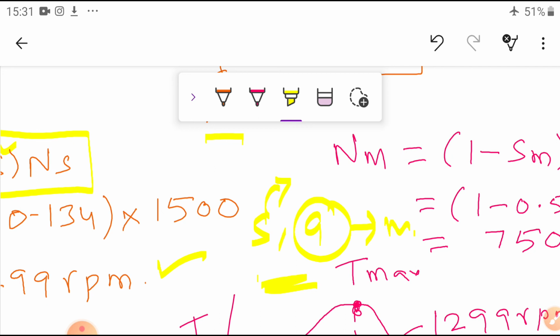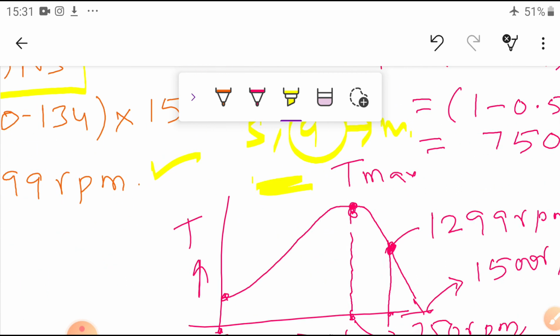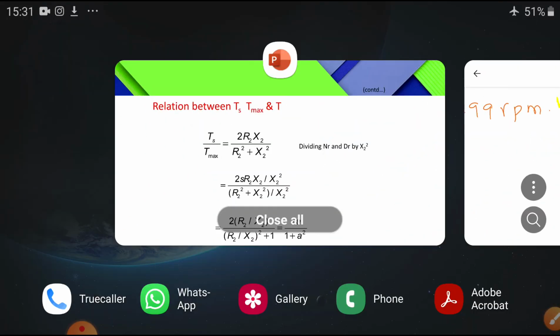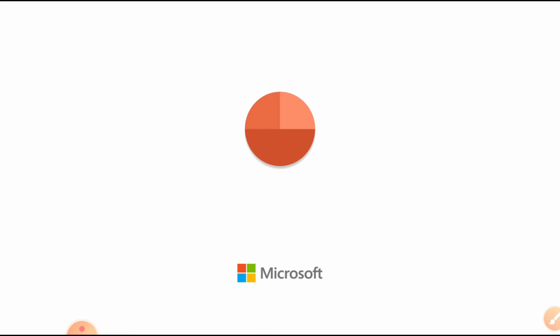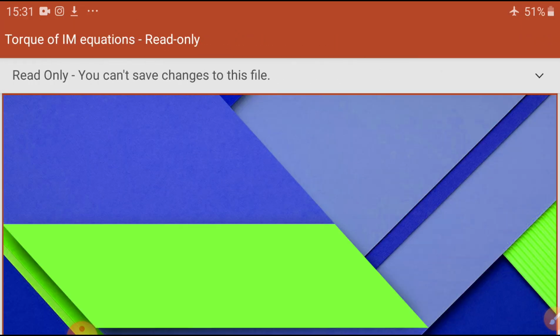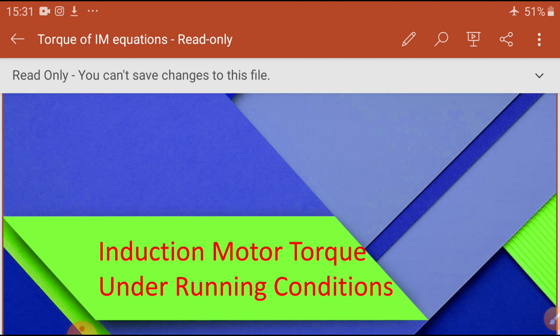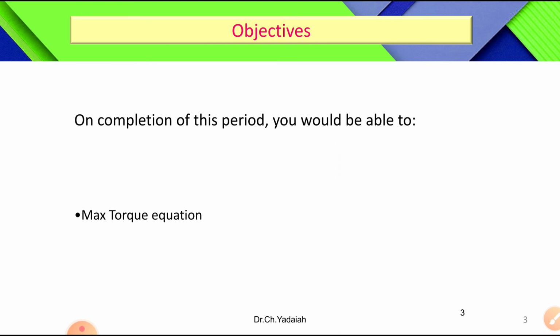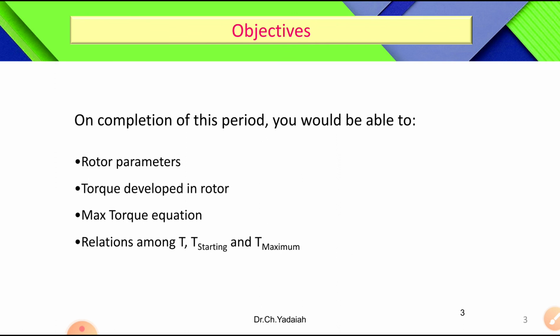These are basic things. Let us summarize what we have seen in this class. We covered the rotor parameters, the torque developed in the rotor, what the maximum torque is, and the relations among T starting and T maximum, and we also did a few practical examples.